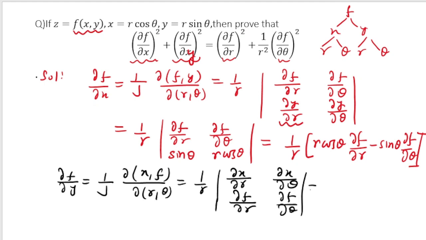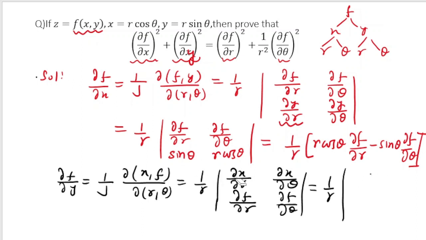So this will give me what? This will give me 1 by r, and x is r cos theta, so I can write it minus r sin theta, and x is r cos theta, so not minus r sin theta. What I am doing, it looks like I am tired now.